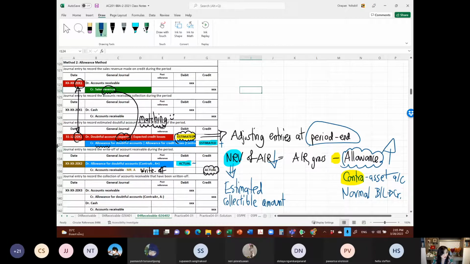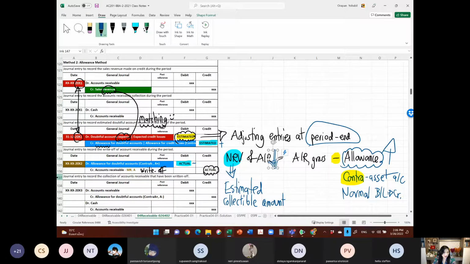So it is true that if you overestimate the expense, then the profit would be lower. So that is the correct understanding. Okay? Okay, thank you. All right, so it's the correct understanding you have. If you overestimate the expense, then the profit would be lower.